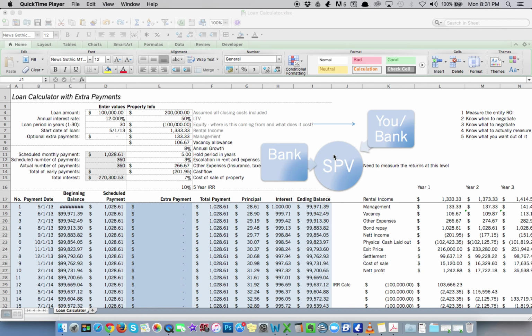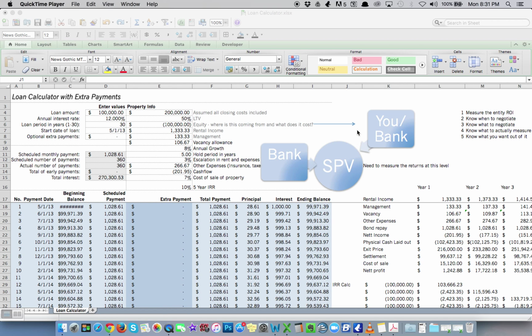Is it a trust? Is it a limited company? Is it a PTY limited company? Is it an LLC in the US? Whatever the case may be, you need to measure this entity's return on investment as well as your return on investment if you're supplying any cash into this SPV. So you can become a second bank if you want to think of it like that.